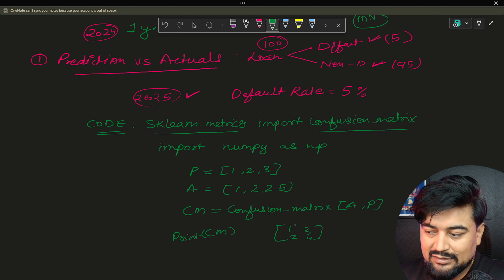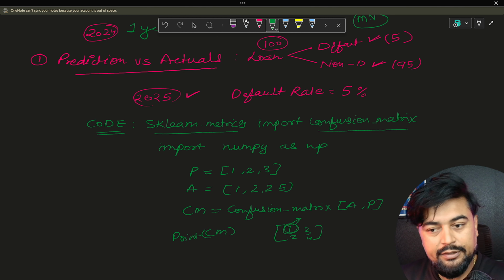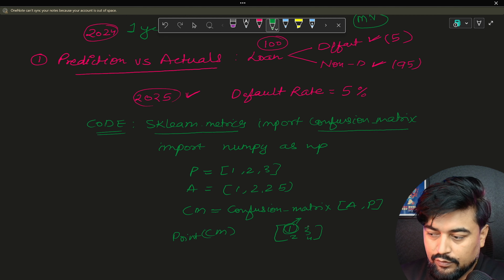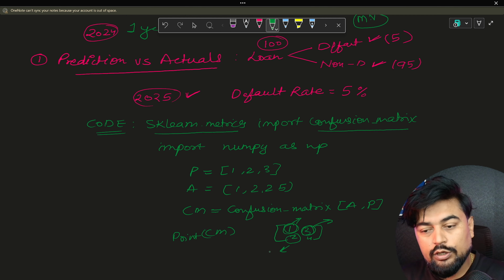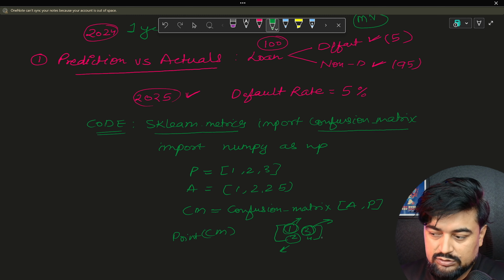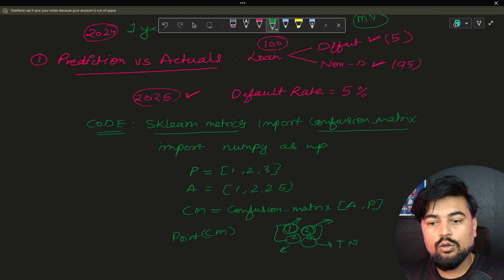So confusion matrix says this is your true positive value, the conditions which are true and prediction also true. Then you have false negative value, the value which are actually true but prediction says they are negative. Then you have false positive, the value is actually negative but the prediction says it's positive. Then this is the true negative. Like model also says this is negative and reality also says it's negative.